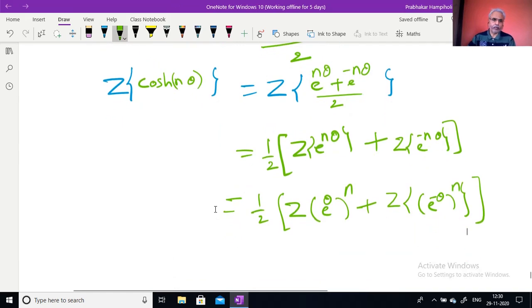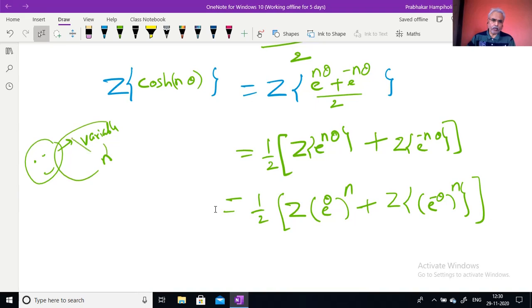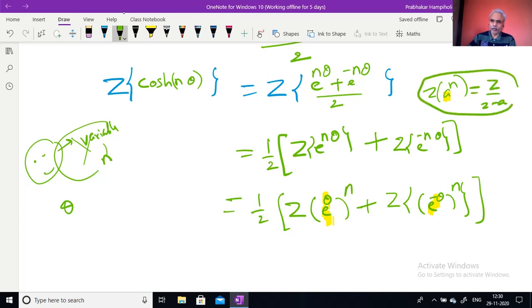Now, what is the variable? Here the variable is n. So theta, which is not n, acts as a constant. These two act as constants. It is something like Z of a raised to n, so this a is a constant. Now what is the formula for Z of a raised to n? Today only I wrote Z by Z minus a. So instead of a, I'll be writing e raised to theta here and e raised to minus theta here.